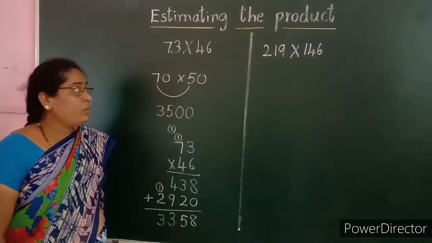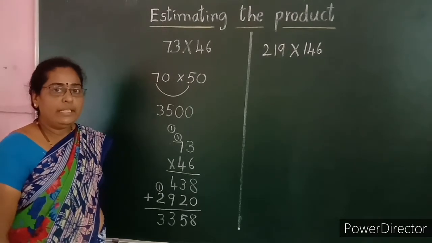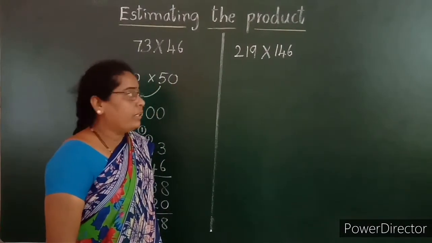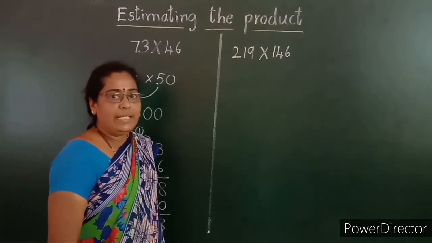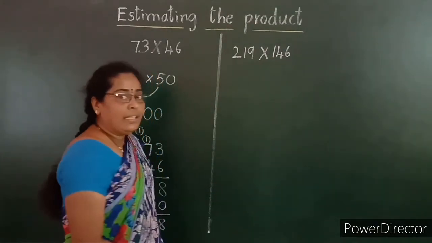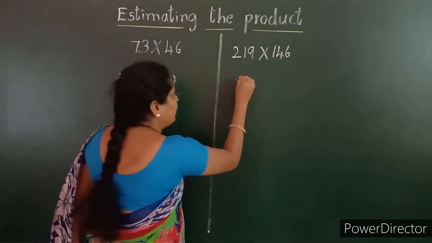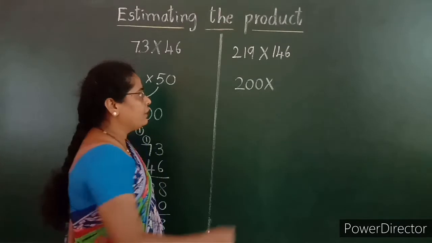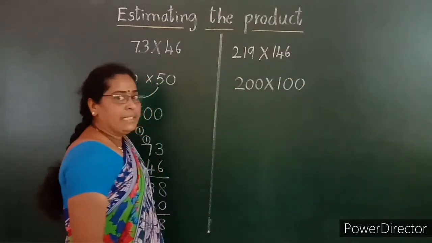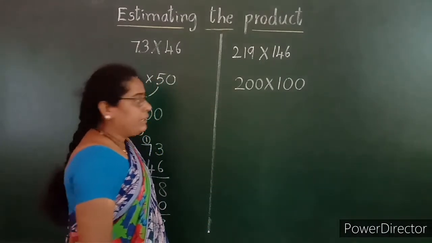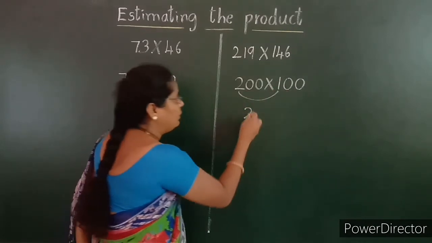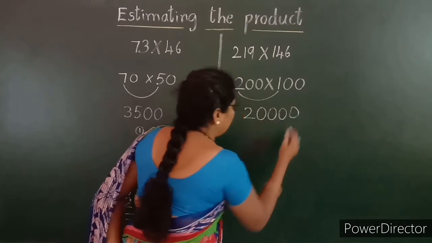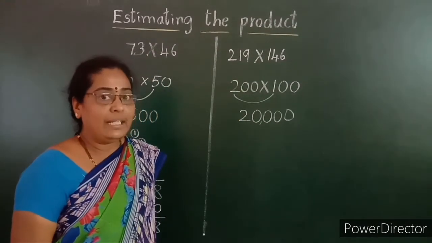Now you see how to estimate the product by rounding off the numbers to the nearest 100. Let's take up an example. 219 into 146. First you round off these numbers to the nearest hundreds. The nearest 100 to 219 is 200, into 146. The nearest 100 to 146 is 100. Now multiply these two numbers. First you multiply the digits. That is 2 ones are 2. Then write the number of zeros. Here 2 zeros, here 2 zeros. So 4 zeros. Our answer is 20,000.